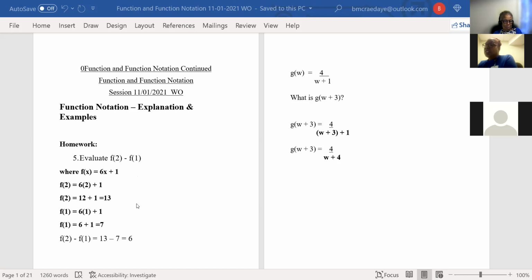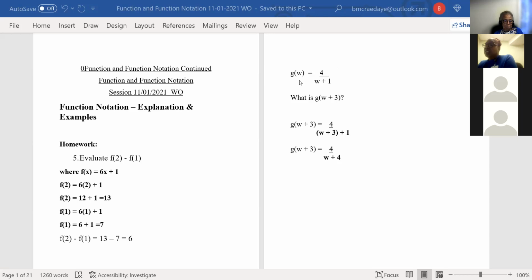Chastity, are you following? Yes, Ms. Barber. Okay, so that's a substitution of the variable. Wherever we see the variable, in the first one we put a 2 and in the second we put a 1. And then once we find the value of those two functions, we subtract them because it says evaluate f of 2 minus f of 1. Now, Latoya did this one when she texted me, and the answer is correct. And I sent her another one. This one you don't have, Chastity.